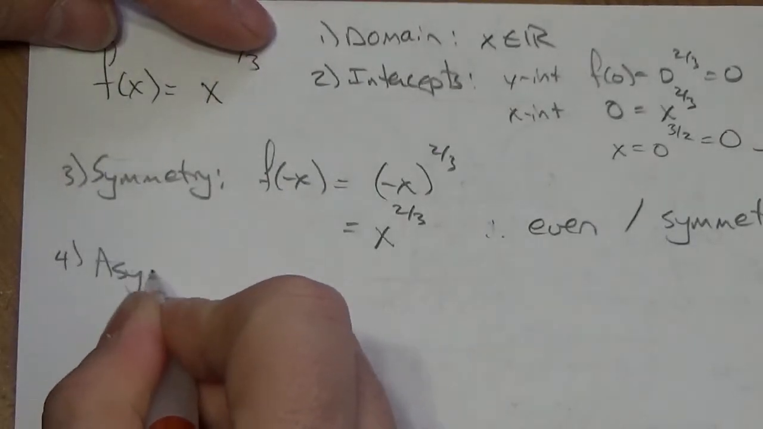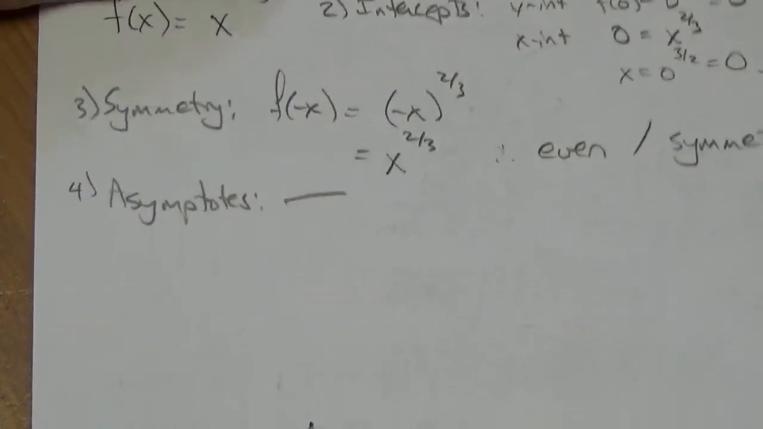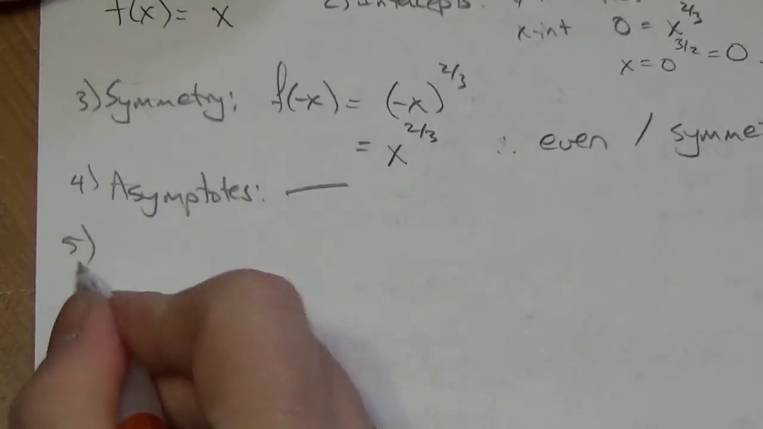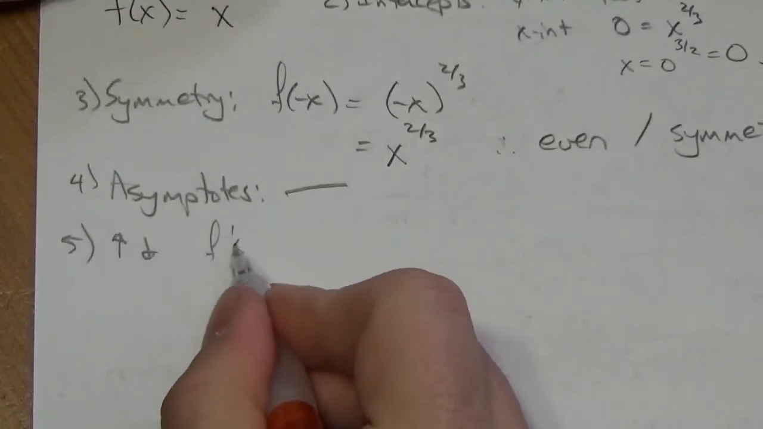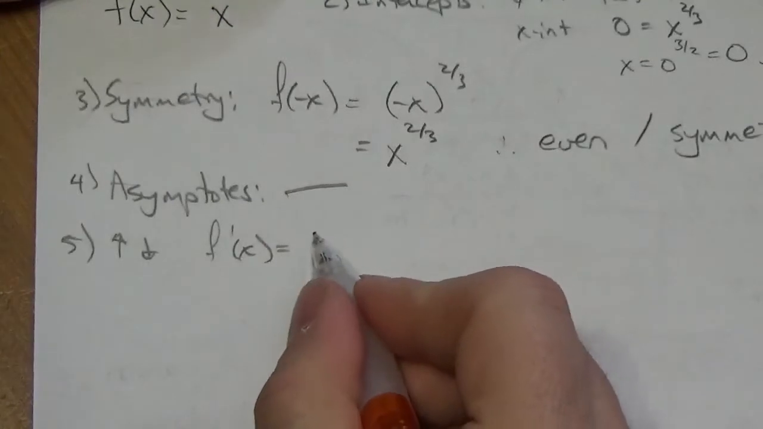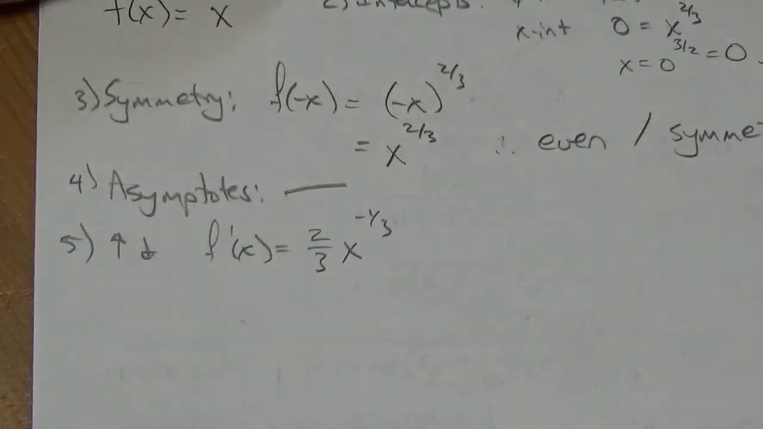4, asymptotes. Well, it's not rational, so there are none, I should say. All right, 5 here. We're going to look at intervals of increase and decrease here. So that means we're going to take the first derivative, and that's actually really quite easy. It's just going to be 2/3 x to the negative 1/3.